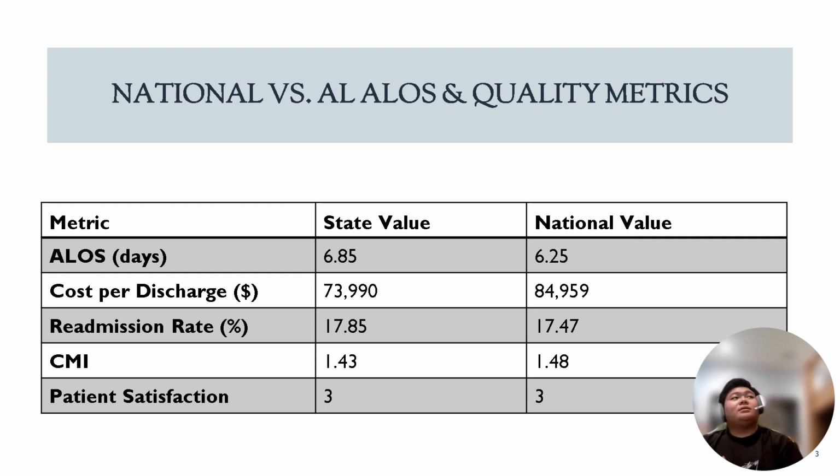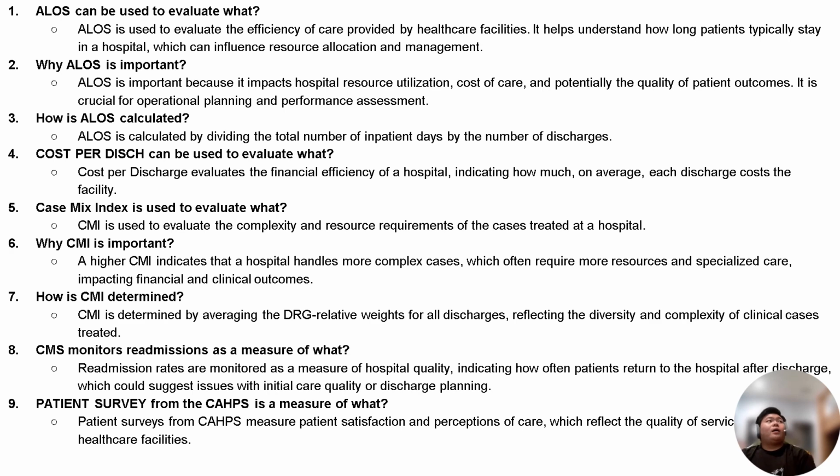And here's the national versus Alabama ALS and quality metrics. ALS can be used to evaluate what? ALS is used to evaluate the efficiency of care provided by healthcare facilities. It helps understand how long patients typically stay in a hospital, which can influence resource allocation and management.